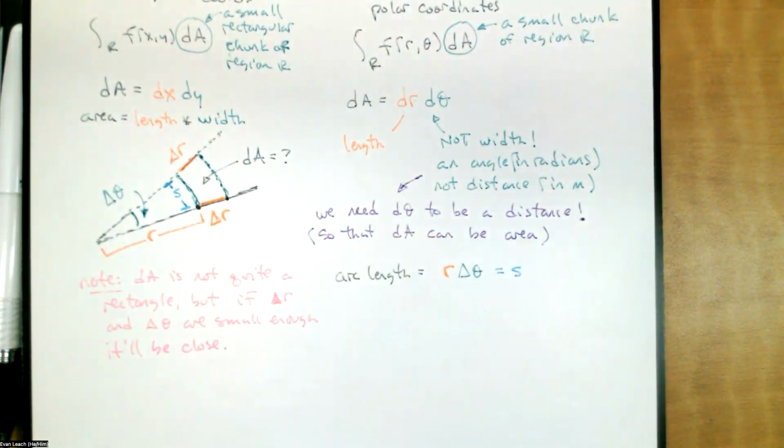Most of the time we use S to represent arc length because, I don't know. Maybe this is why M is slope, because we've used S for arc length.